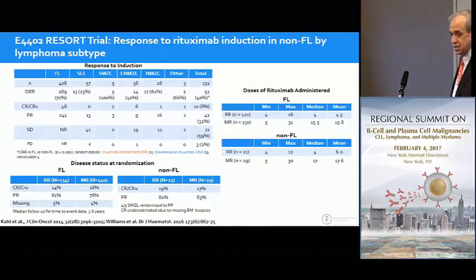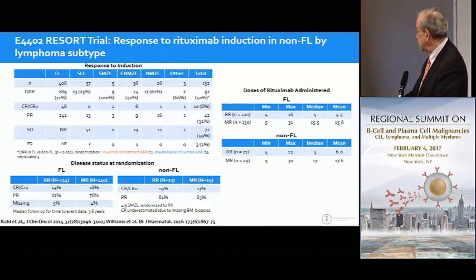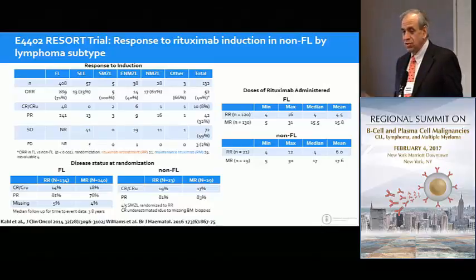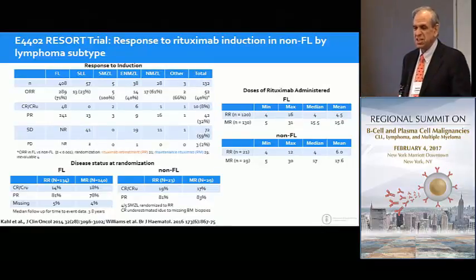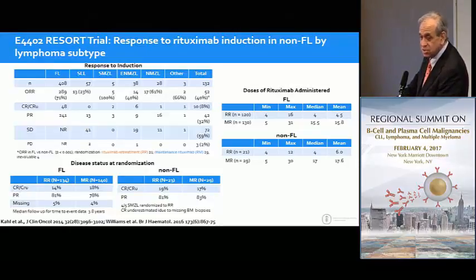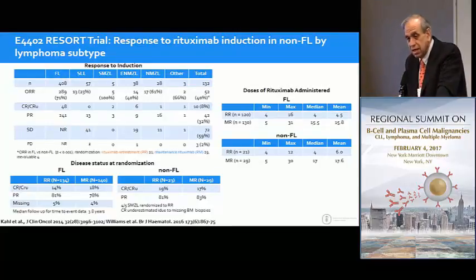If we look at the amount of drug you had to give in these 2 different strategies, with retreatment at relapse, you only got 4.5 to 6 doses of rituximab, a whole lot cheaper than giving maintenance, because maintenance required 16 doses in follicular lymphoma and about 18 doses in the non-follicular lymphoma.